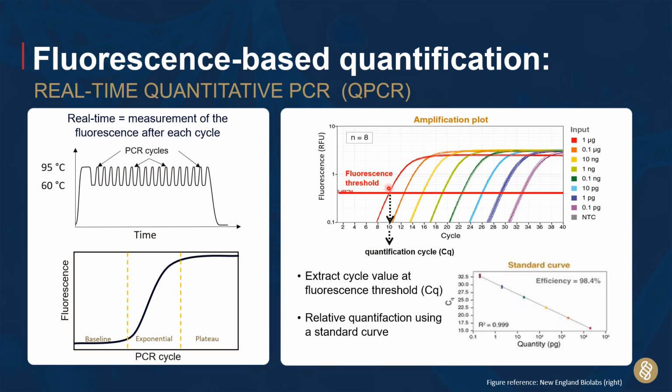Each standard has a known concentration, and each concentration is associated with a CQ value. The CQ value is plotted against a curve value here, which indicates what is the CQ value versus the concentration of that DNA standard. How do we determine what the concentration of our unknown sample is?